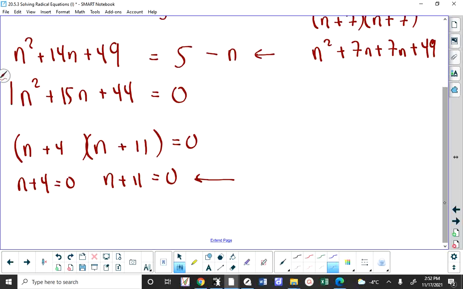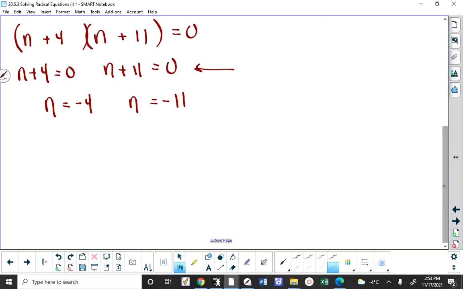Right? Like if you could somehow convince a grade 1 student that negative numbers exist, they would understand the answers are negative 4 and negative 11. It's very simple, in other words. So n equals negative 4 and n equals negative 11. Now let's go to the check.